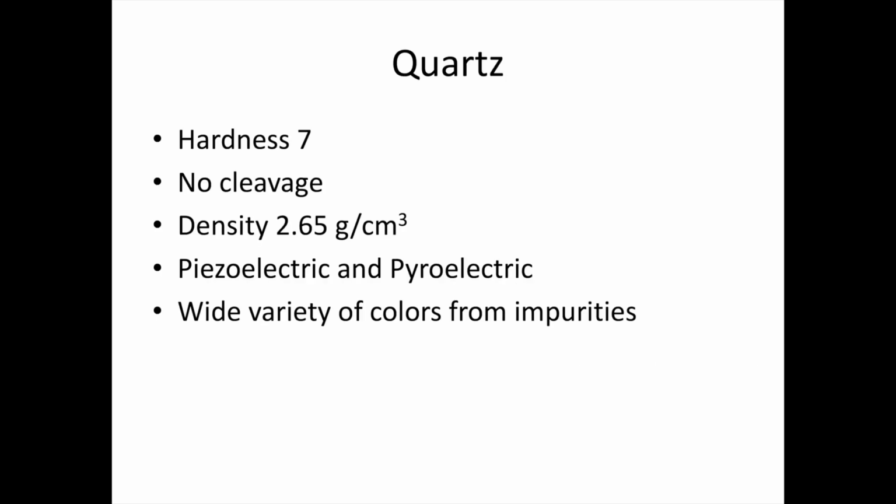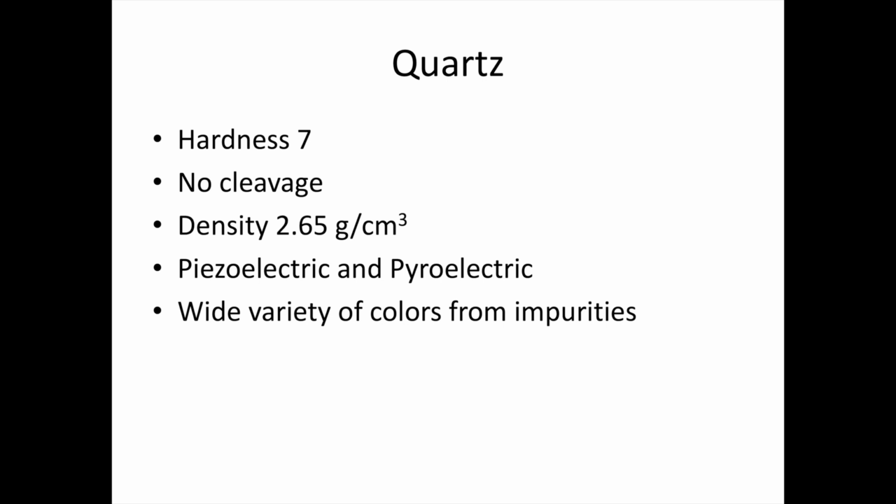Some other important facts about quartz include that it has a hardness of 7. There's no cleavage, so no preferential direction of bond weakness in the quartz structure. The density of quartz is around 2.65 grams per cubic centimeter. Because the quartz structure doesn't actually have a center of symmetry, this allows quartz to be both piezo and pyroelectric, two important properties that actually make quartz one of the most important industrial minerals. And as we saw before, quartz comes in a wide variety of colors depending upon impurities and environmental conditions the quartz was subjected to. That's enough background information.